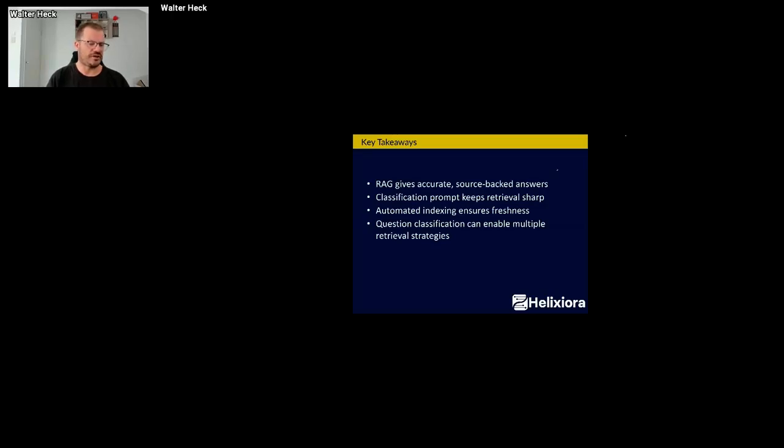The classification prompt is something that really changed how nicely the model responds to not just a simple question from a user about the data they index, but to other things. And the automated indexing that we have on the documentation repository makes sure that whatever questions a person asks about the version of our tool, they get the correct answer. And question classification makes sure that we enable multiple retrieval strategies.